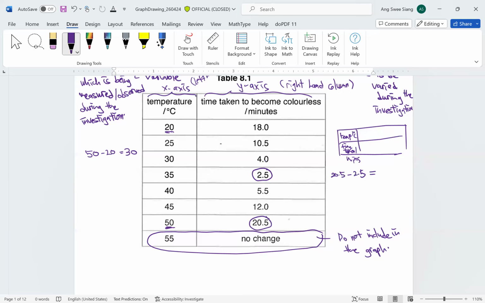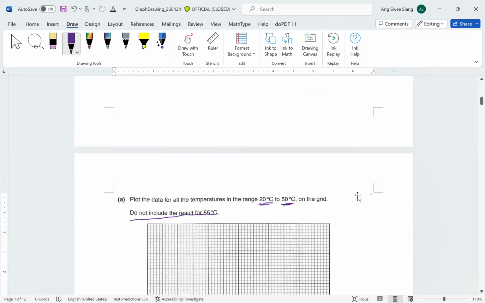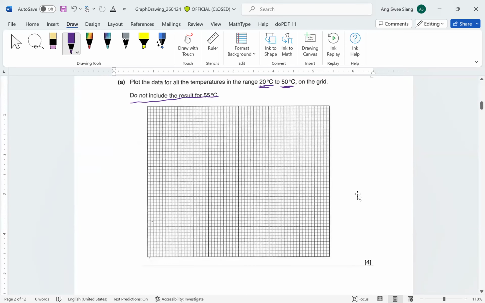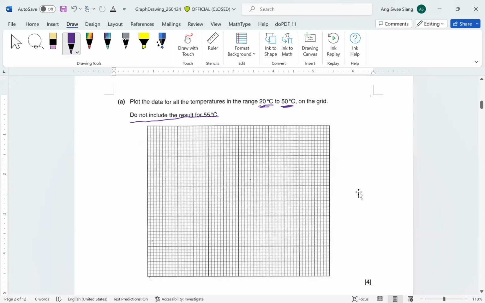Give you 18. Okay, so second step, you do this for both the x and y axis. Why? Actually, to tell you why, let's look at the grid that is given to you. The grid is the space with lines for you to draw your graph. Usually the y-axis is the vertical axis.